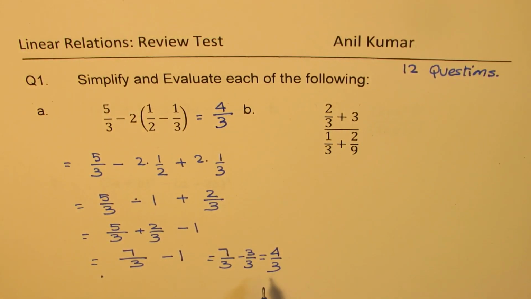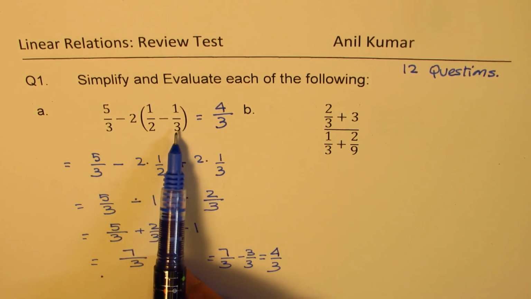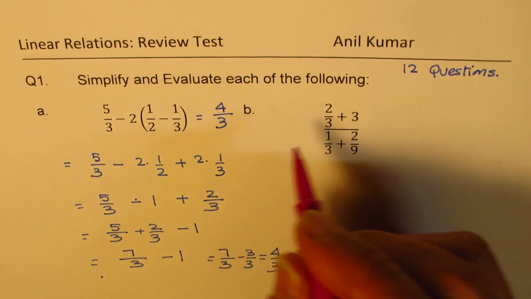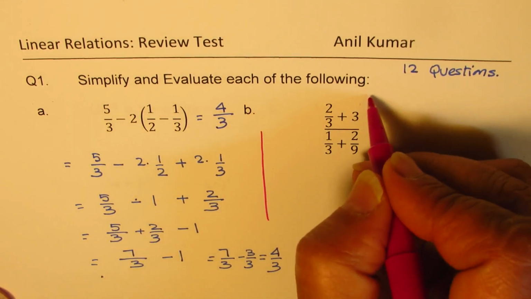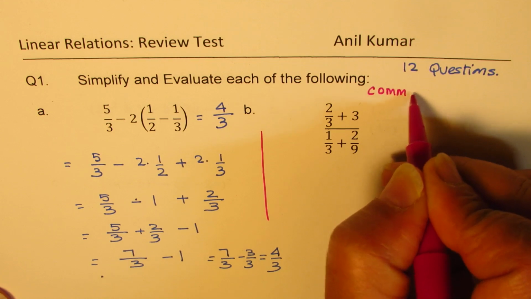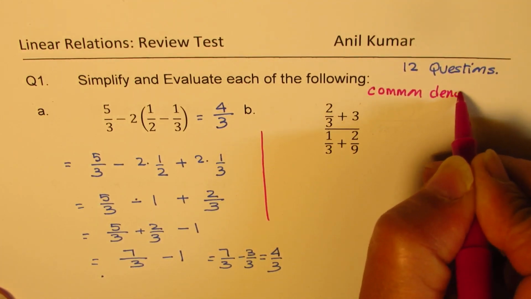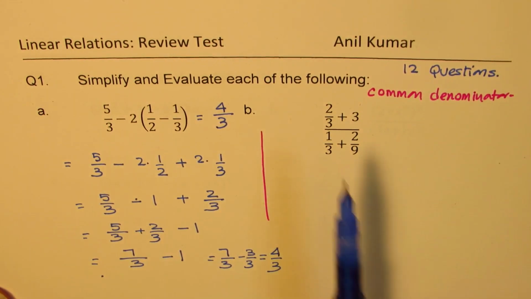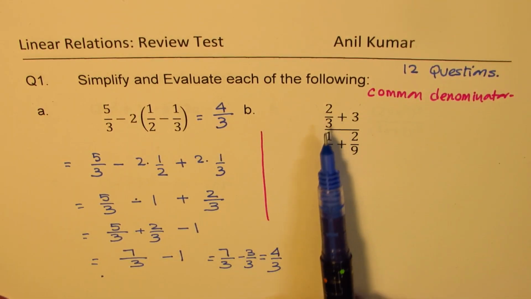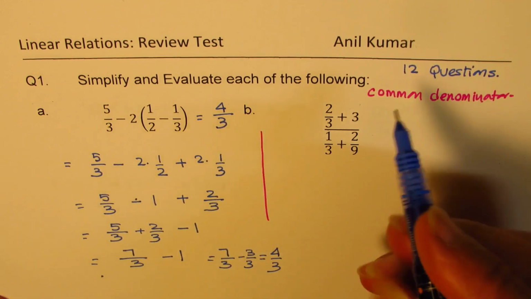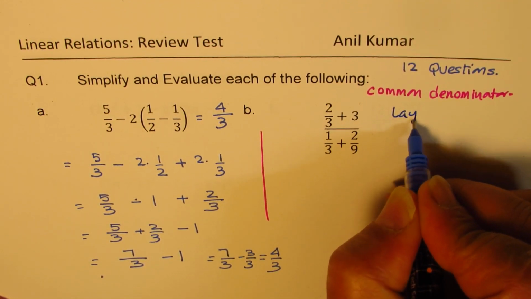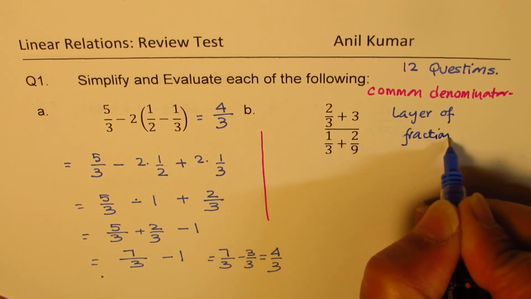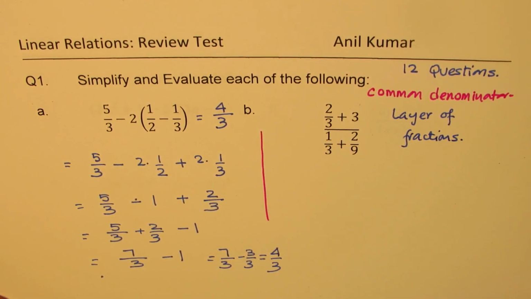Now there could be other ways to do it. We could have taken a common denominator and then continued. However, we'll use common denominator in example 2. So in this example, we'll see how to use common denominator. Now, in part B, we have 2 over 3 plus 3, and then we have a layer of fractions. So let's see how to solve this.